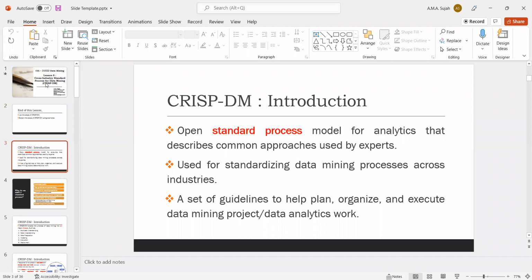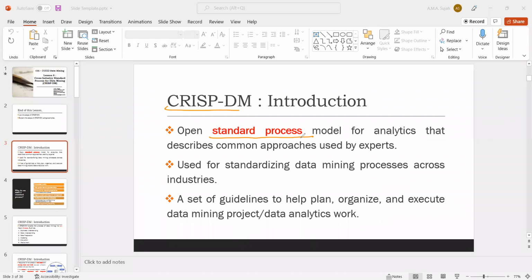Okay, let's look at this first one. We will discuss some introduction to the CRISP-DM, the Cross-Industry Standard Process for Data Mining. It is a standard process. This is not applied locally. You can't apply your own ways. Whenever you apply these steps, you must follow the standard process. All over the world, each and every one uses this same standard process.